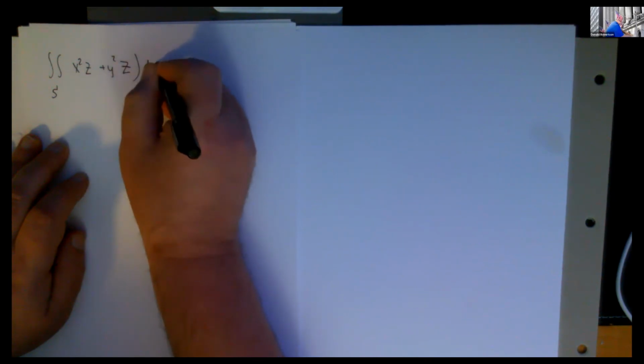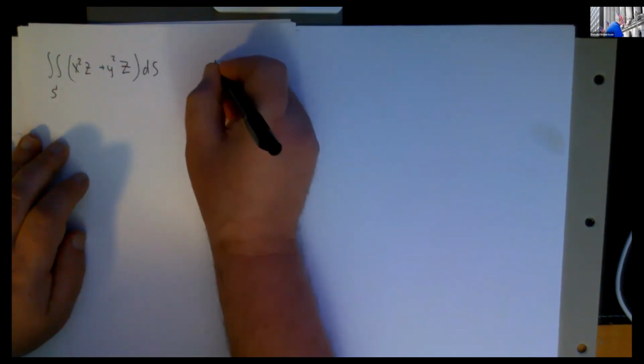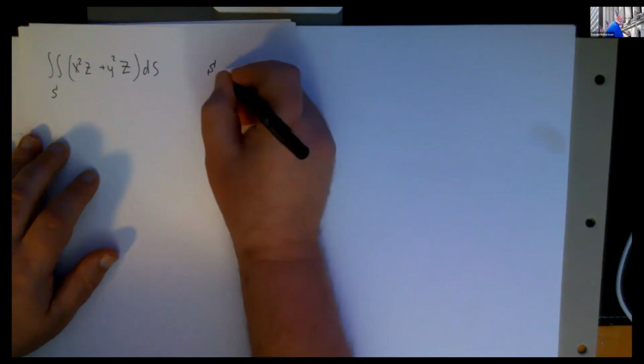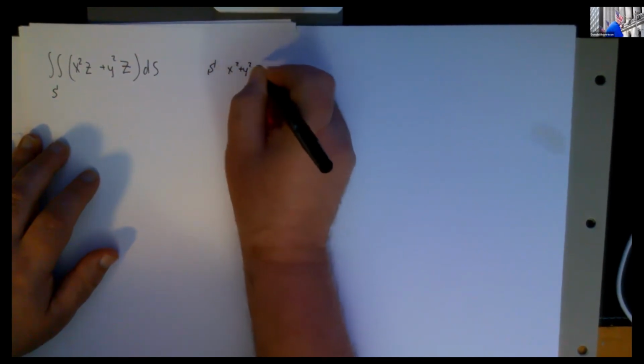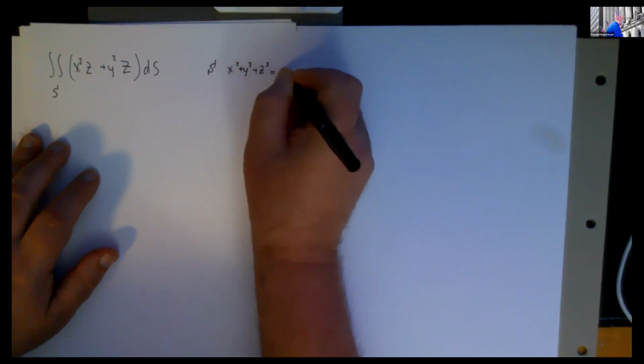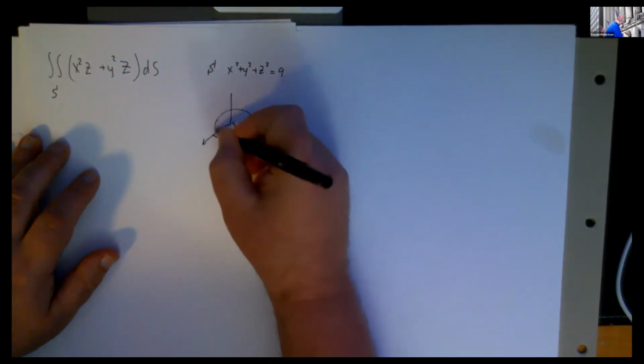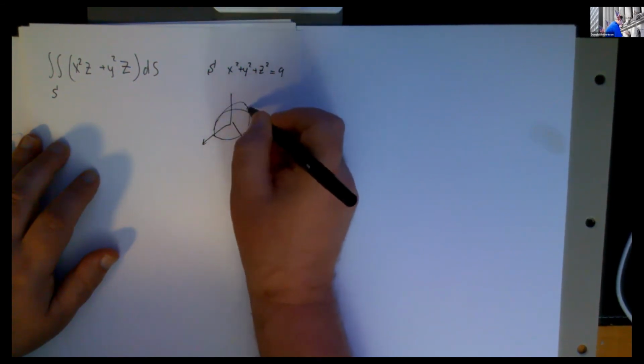The double integral over the surface S of x squared z plus y squared z dS. S is a hemisphere, that means it's half of a sphere, and it's x squared plus y squared plus z squared equals 9. I could probably draw that surface. Okay, I can't draw surfaces. Does it kind of look like half a sphere? No, be generous, right? Kind of half a sphere, right?